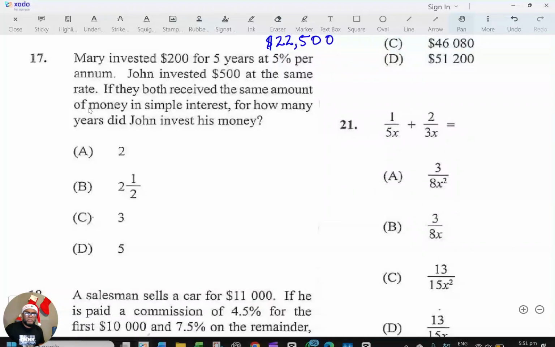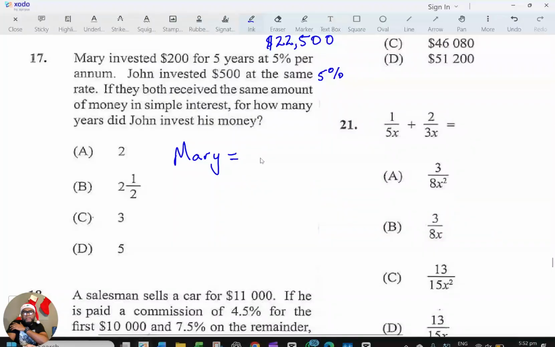Mary invested $200 for 5 years at 5% per annum. John invested $500 at the same rate. So John is paying the same 5%, it's the same rate. If they both receive the same amount of money in simple interest, how many years did John invest his money for? So let's find the simple interest first for Mary.